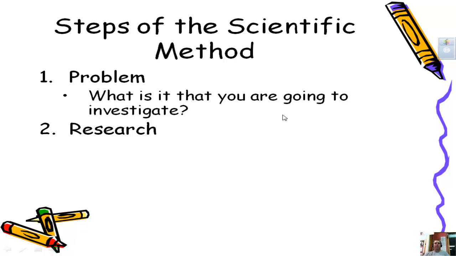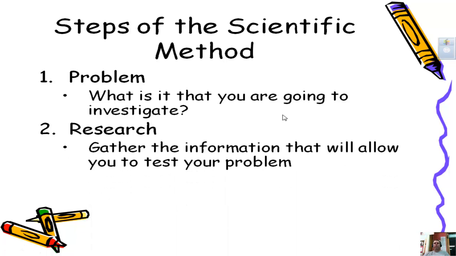The second step is research. With research, you're gathering the information that's going to allow you to test your problem. There are two types of research. Pure research is just done for gaining knowledge. If there's something that interests you, you're going to read about it or look at it. Those are things associated with pure research. Then there's applied research. Just like the word apply means, you're looking to actually solve something. It's done specifically to solve a certain problem.